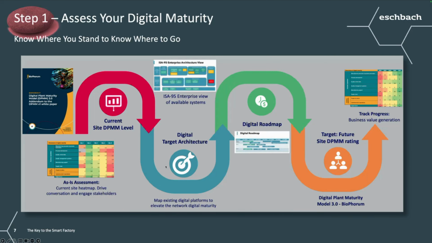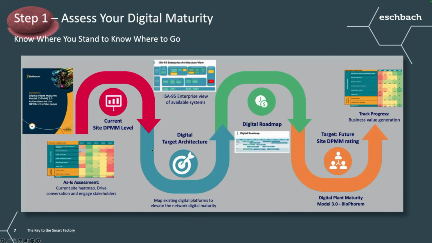So first step is, we need to understand where we are today. So all that starts with an assessment. And this is what the Bioforum DPMM paper is all about. It's explaining what the maturity models are, but it's also giving very clear guidance how to assess the maturity of your particular manufacturing sites. And that's a strong recommendation from our end. Start with that. Start with an as-is assessment. So what is your current level in regards to the digital plant maturity?